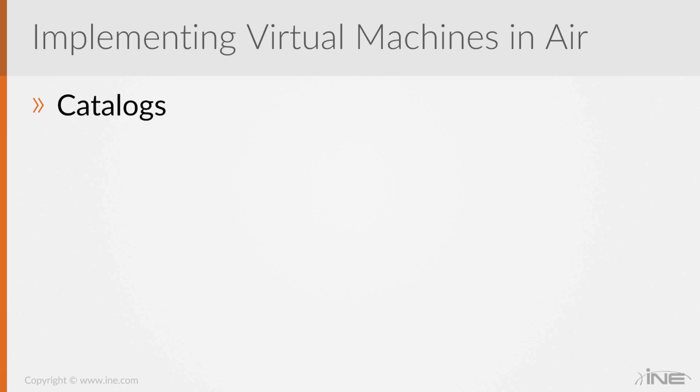In vCloud Air, you can implement virtual machines from catalogs. The catalog can be a public catalog, which is available from vCloud Air, or you can have an organization catalog. So when you obtain an account in Air, you are given an organization, and in the organization you then set up virtual data centers. And again, as part of your organization, you can upload your own templates, your own media to be able to actually use in the Air environment.